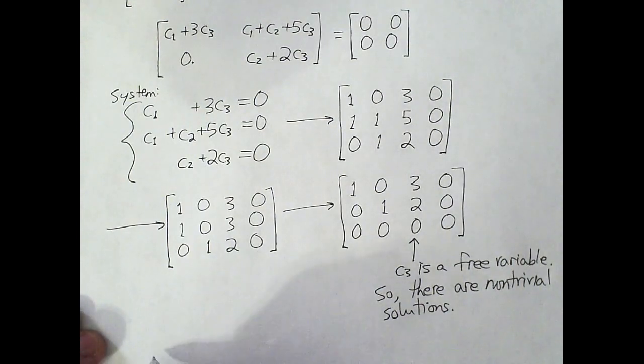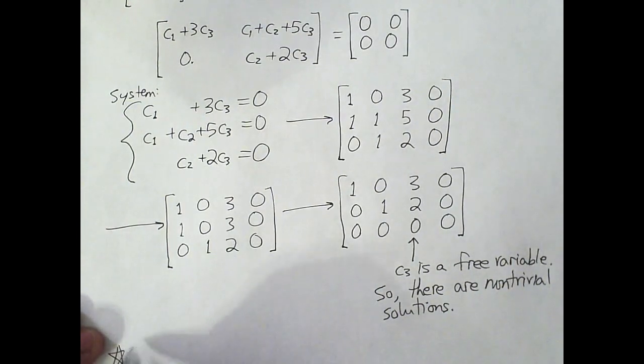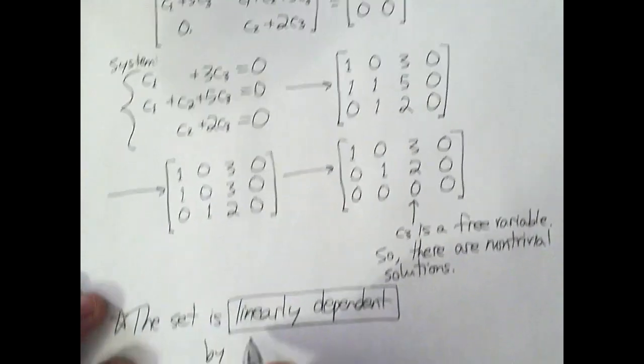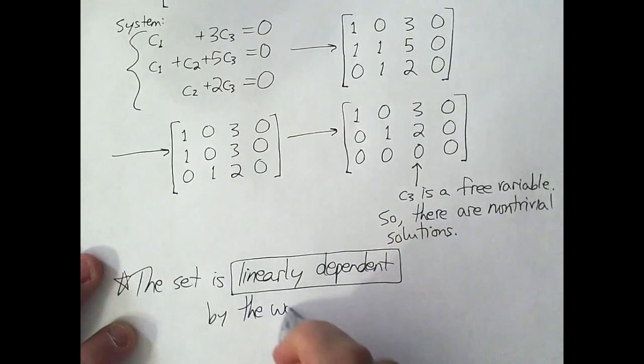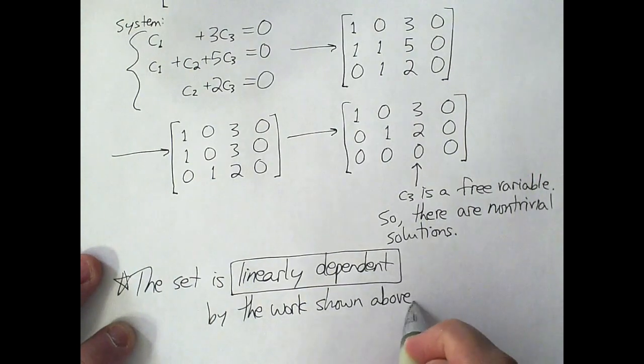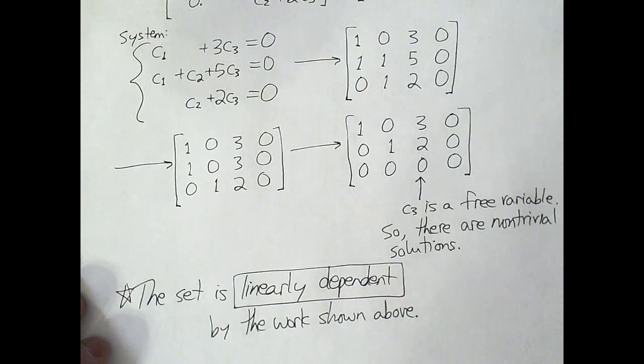So we'll say the set is linearly dependent by the work shown above. I think it said to prove your answer, and I think that the work that we showed above is easy enough to read, and I think that that justifies why this answer must be true.